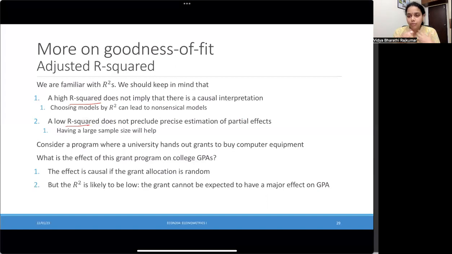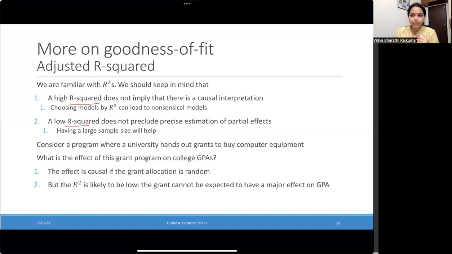But that model, though you have a causal story, may have a low R-square. Why is that so? Because you've only included one regressor, whether the student got a grant or how much that grant money is. A lot of other things could be influencing college GPAs, and that could explain the low R-square value. So that's about being a little cautious of using R-square to interpret goodness of fit or to gauge models based on their goodness of fit.